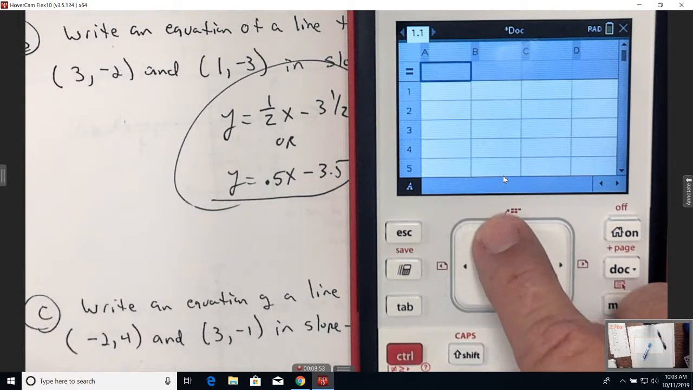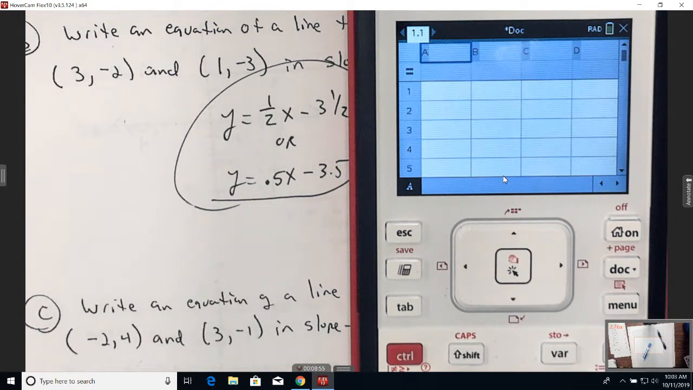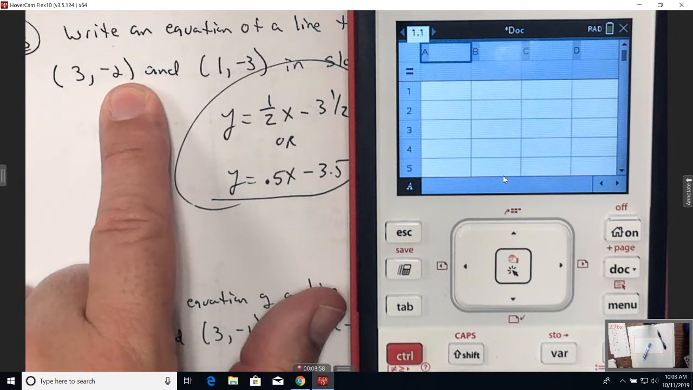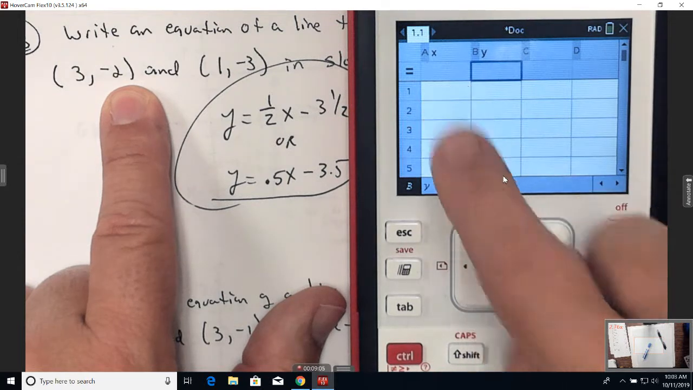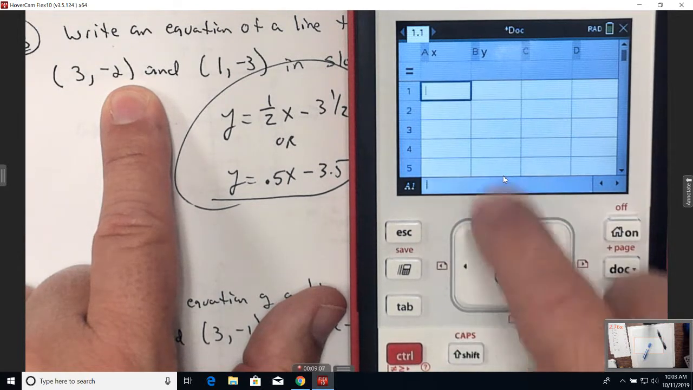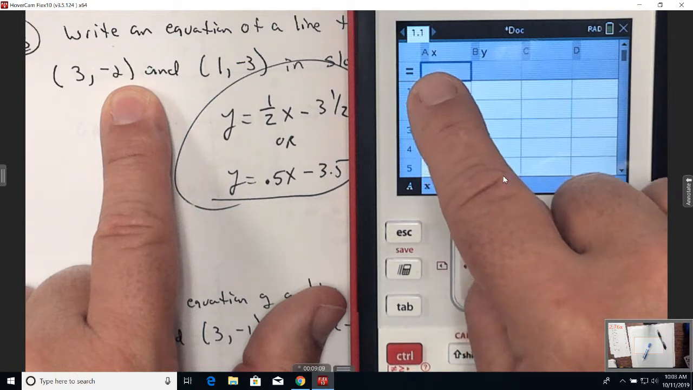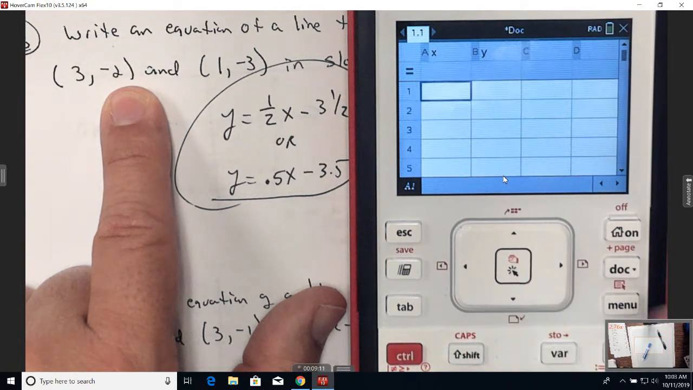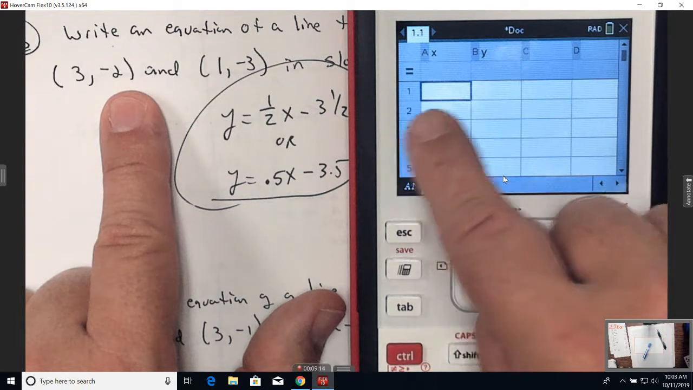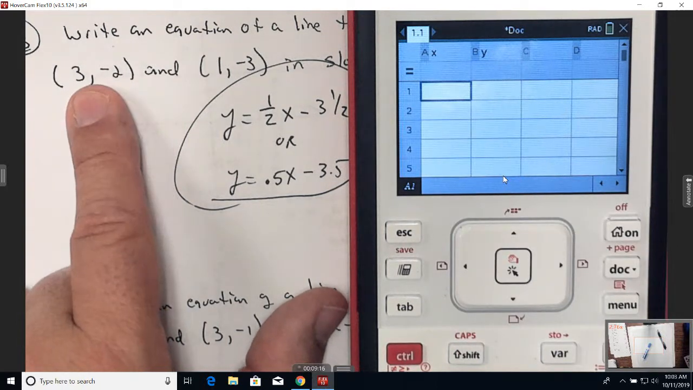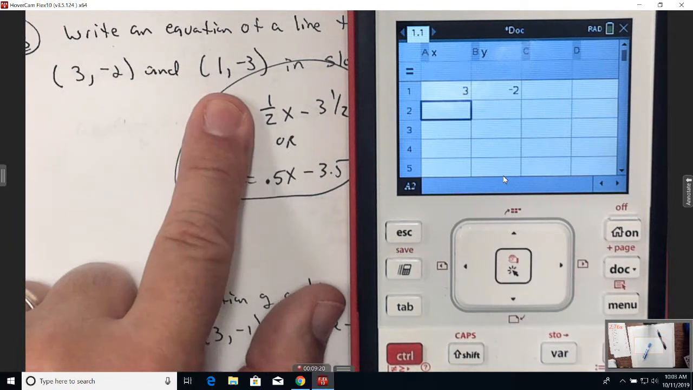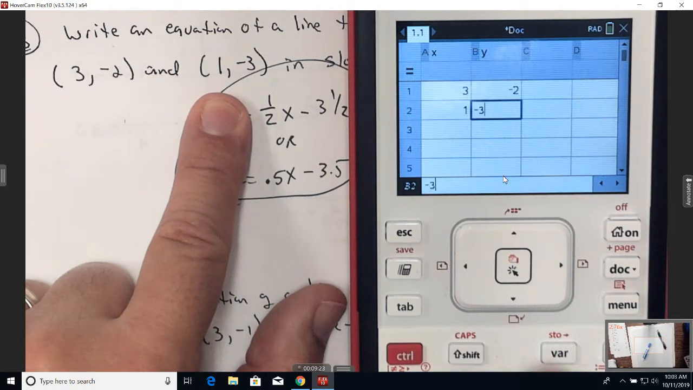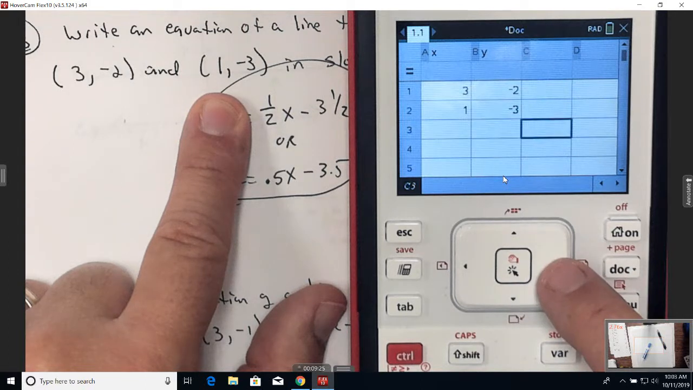Go up here and title this as X for my X point and a Y point. So I need to label this X and Y. For my X coordinates, tab over to my Y coordinates. Do I put my first X right here? Do I put it up here? No, always skip this row. Put it right there in the A1 cell. So my first X is 3. My first Y is negative 2 with that 3. My next X is a 1, then negative 3. Now I've got my points entered.